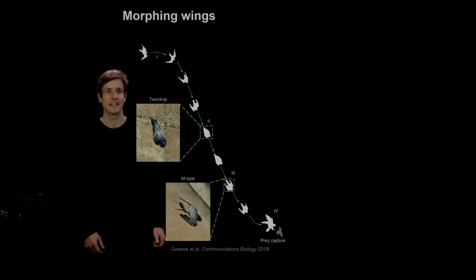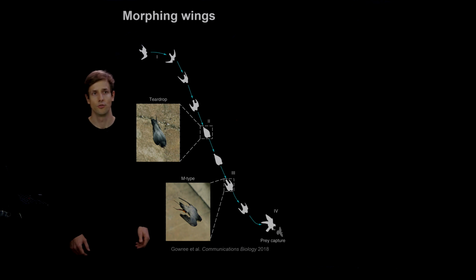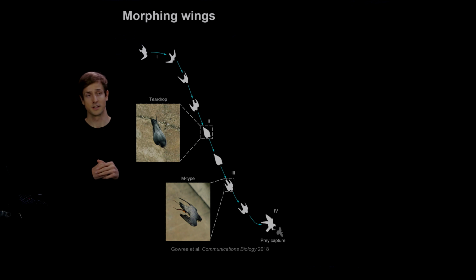So the idea of morphing wings is that we want to improve the performance of a flight system by enabling adaptability over a large range of operating conditions. And the best example for this can be found in nature, where, for example, here a falcon perfectly adapts its wings throughout this hunting maneuver.